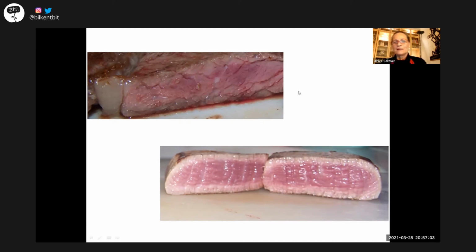Another option would be, if it's a very thick one, fry it 2 minutes from each side and put it in the oven. I'm sorry, I have to take this for a second.